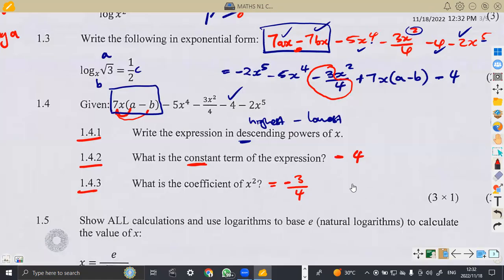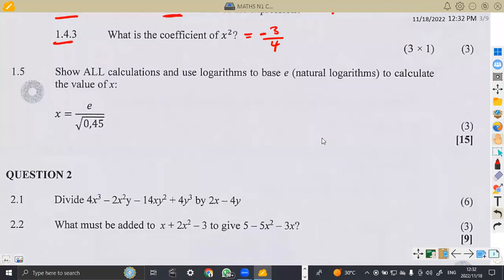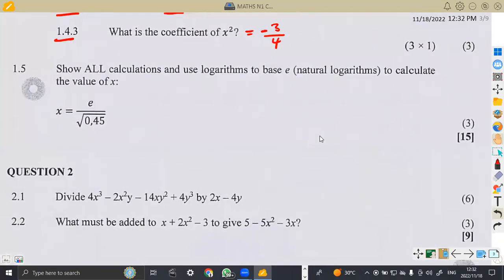All right, so we've got our 1.5. Show all calculations and use logarithms to base e, that is the natural logarithm, to calculate the value of x. Okay, they want us to calculate the value of x.